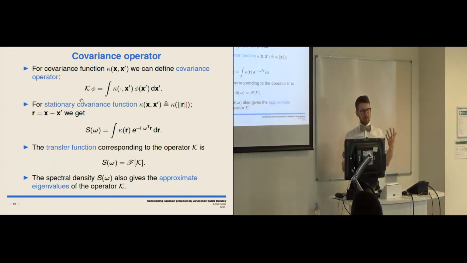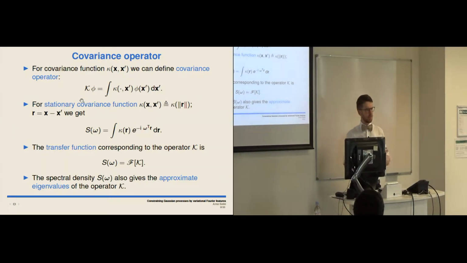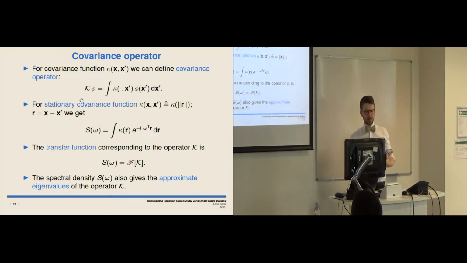And now if you think of what the spectral density, the spectrum of the covariance function, is actually representing: the eigenvalues of the operator in a formal sense. You can think of it in that way.